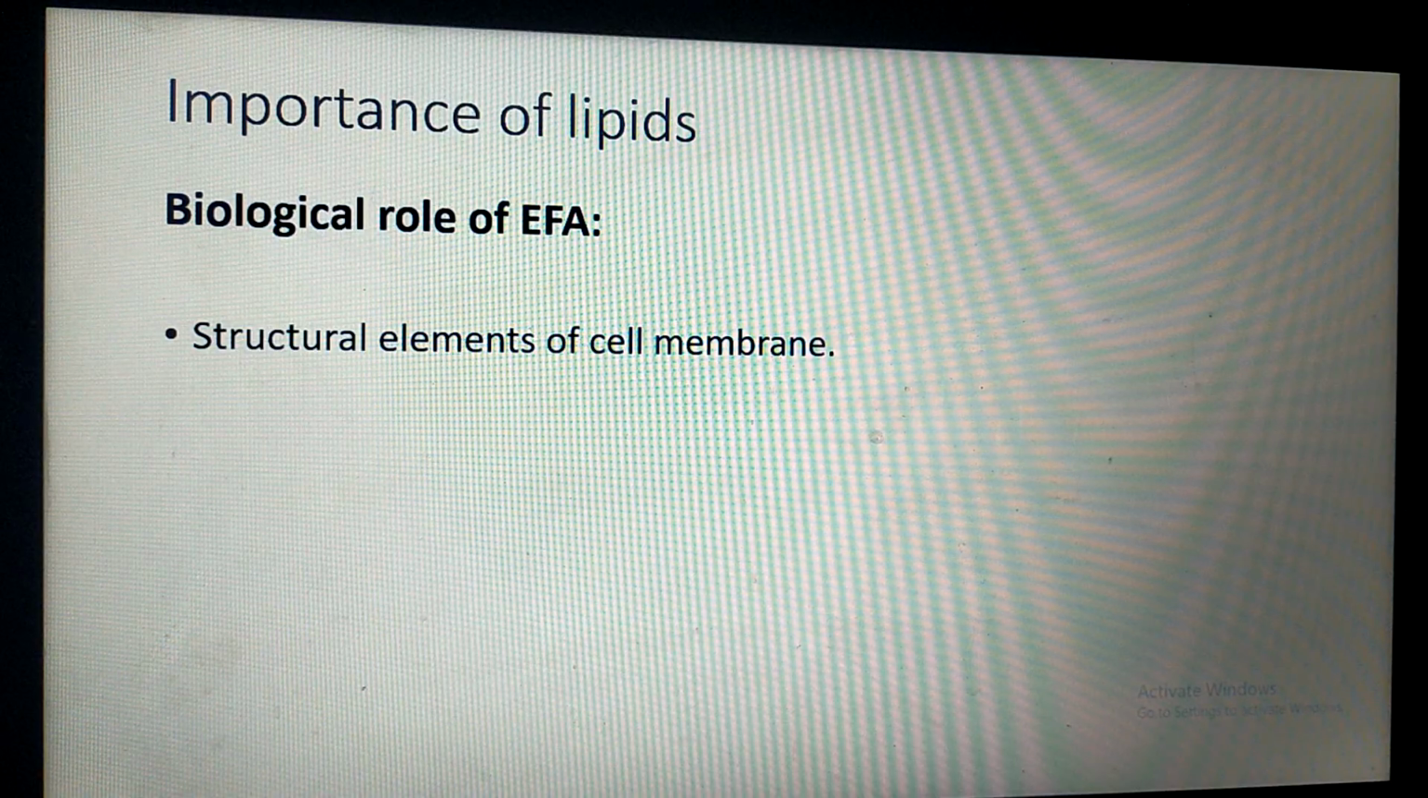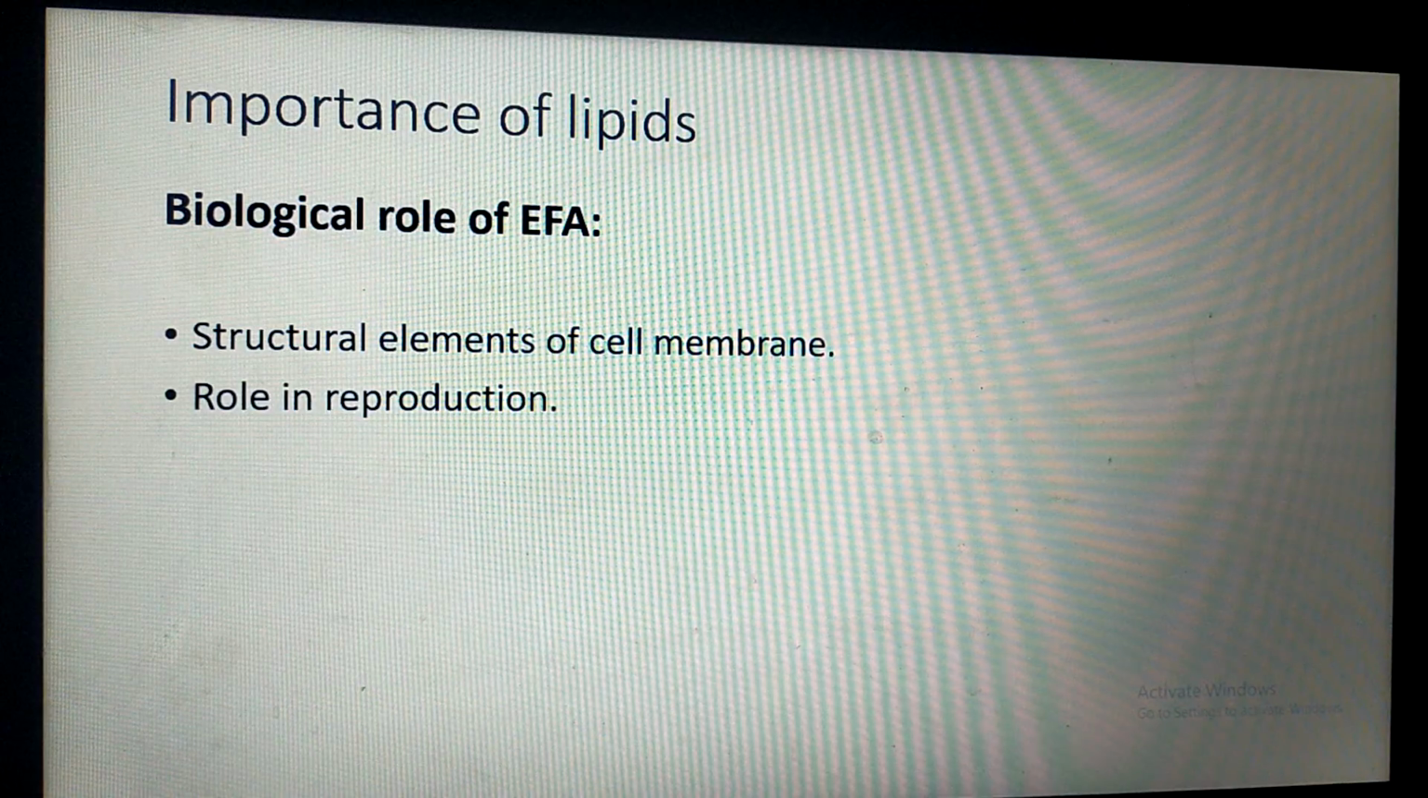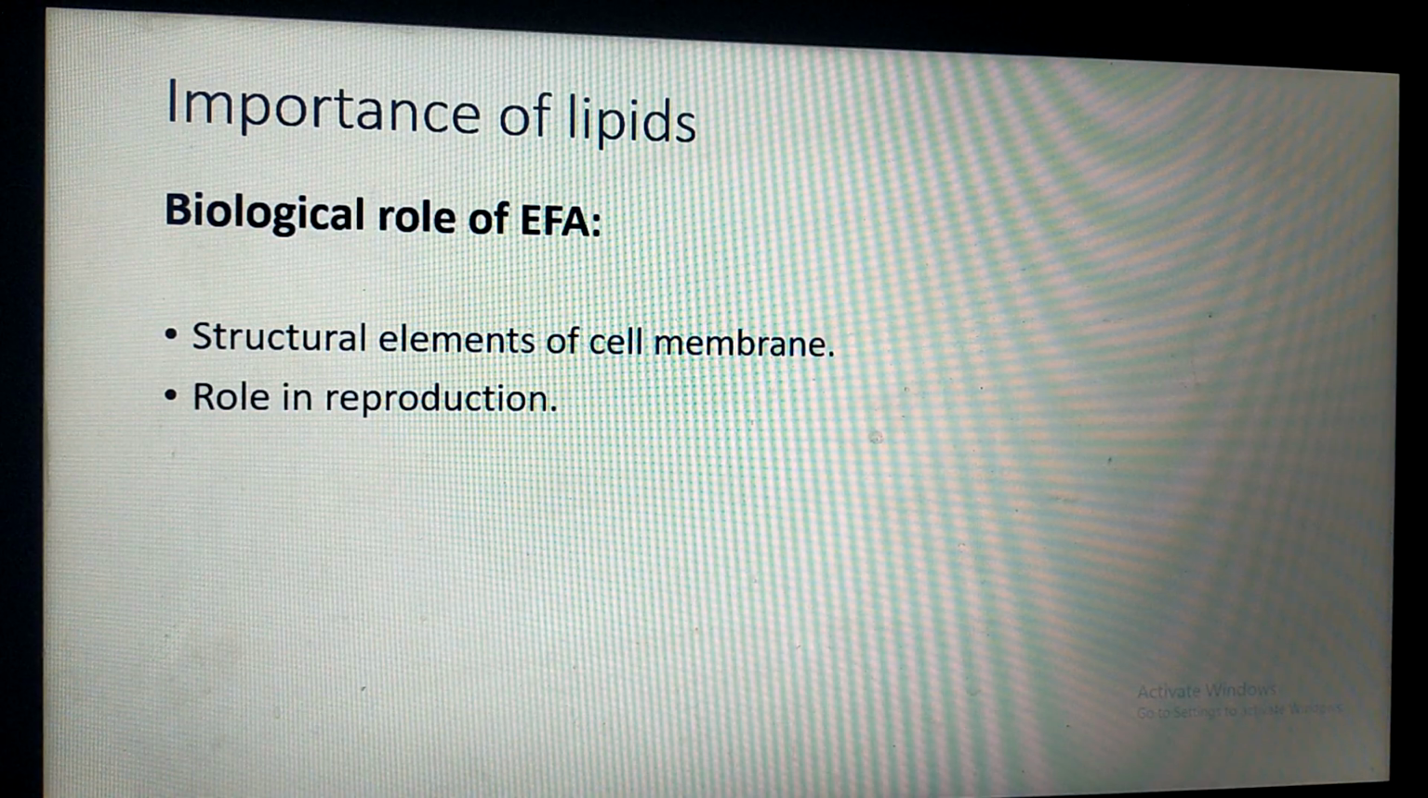Just now I have shown you essential fatty acids or polyunsaturated fatty acids. Linolenic and linoleic are essential fatty acids as well as polyunsaturated fatty acids. They are mainly present in the phospholipid, and that phospholipid, when present in the cell membrane, increases the fluidity of the cell membrane. Essential fatty acids also play an important role in reproduction. They are found in testes and ovary and play an important role in spermatogenesis and oogenesis.